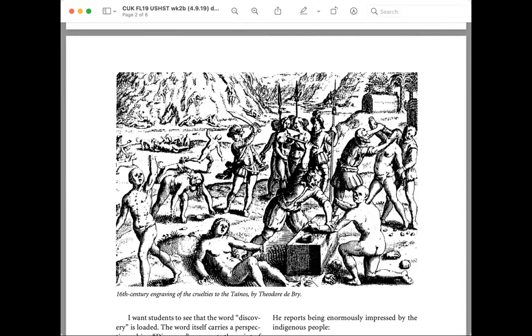95% of the population on Hispaniola, where Haiti and the Dominican Republic today are two countries on one island, disappeared, died, vanished from disease, mostly from disease. The Europeans brought smallpox and other diseases that these people could not tolerate, right?